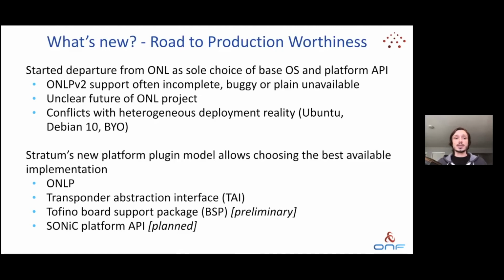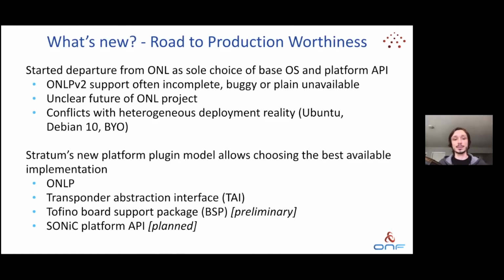And lastly, there's often a conflict with mandating ONL and the heterogeneous deployment reality that we see at customer sites. They, for example, want to have Ubuntu images or Neo Debian images. In some cases, they even have their own custom image that they don't want to give up. So we accommodate this again by implementing a new platform plugin model that allows choosing the best available or just the most suitable implementation for production use.